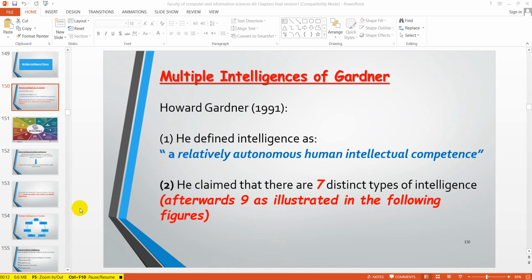The model of multiple intelligences was introduced by Howard Gardner in 1991, but before this, he had a book in 1983. It is Frames of Mind, the Theory of Multiple Intelligences. The model was first proposed by Gardner in his book in 1983, Frames of Mind, the Theory of Multiple Intelligences.